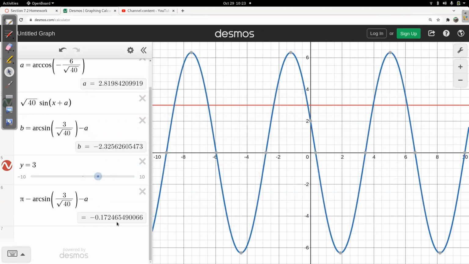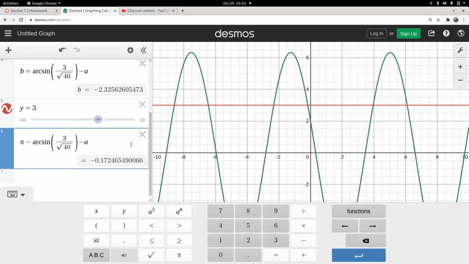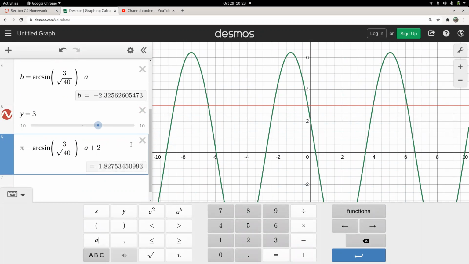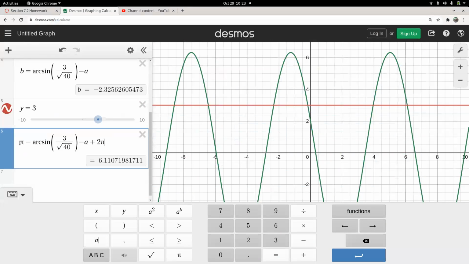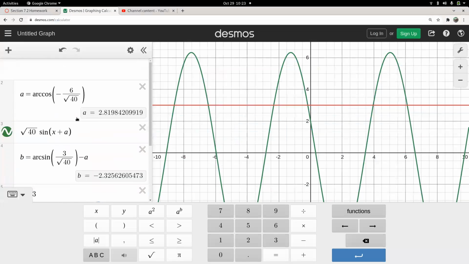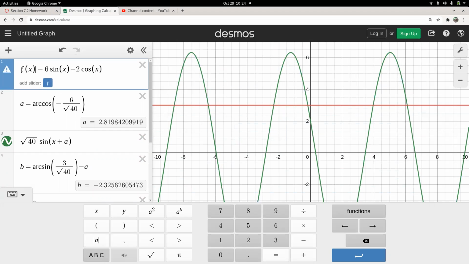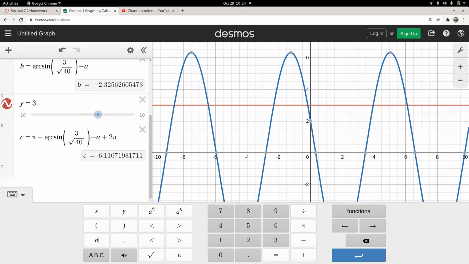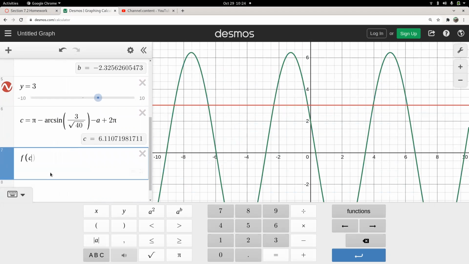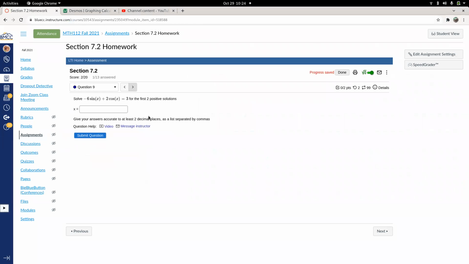And let's just test one of those to be sure. If I add 2 pi to this one and give it a name, let's see, I've used A and B. We'll call this one C. And let's name this f of x. I can just say, hey, what's f of that number? So that number is positive. F of C should be exactly 3. Got it. So my homework, accurate to at least 2 decimal places.